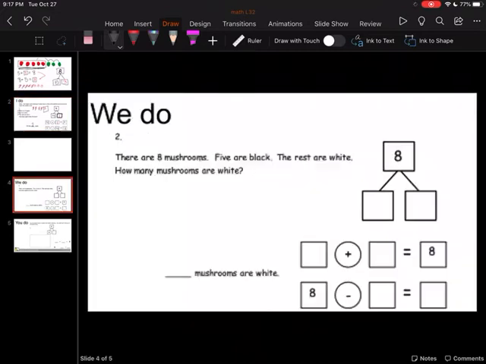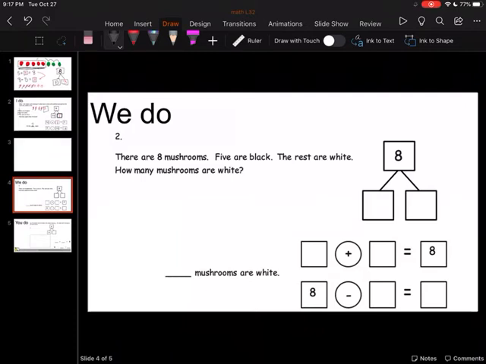Okay, let's do one more. There are 8 mushrooms. All right, pause. Let's look at what we have in our number bond, and let's draw our 8 mushrooms. So they already filled in that 8 is our total in our number bond. And I'm going to draw my 8 mushrooms. 1, 2, 3, 4, 5, 6, 7, 8. 5 are black. Okay, 5 are black. So I'm going to put 5 in my number bond as a part. The rest are white. How many mushrooms are white?